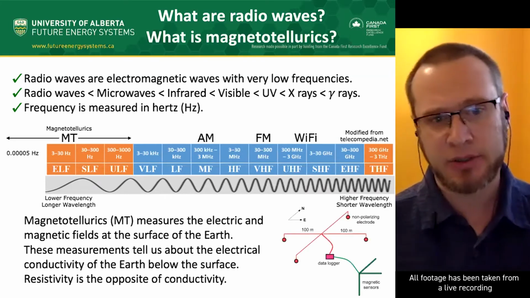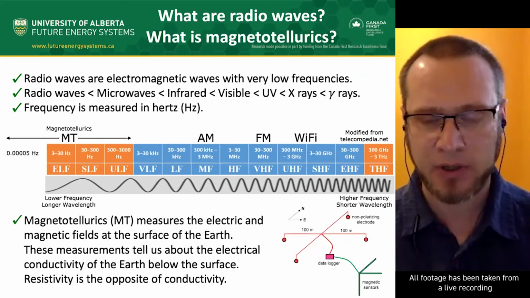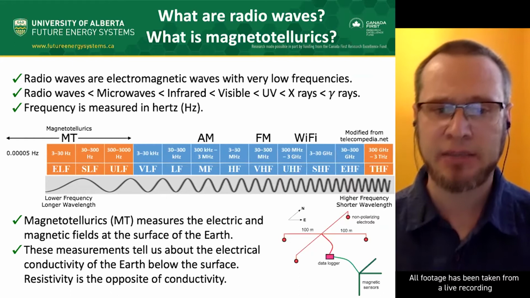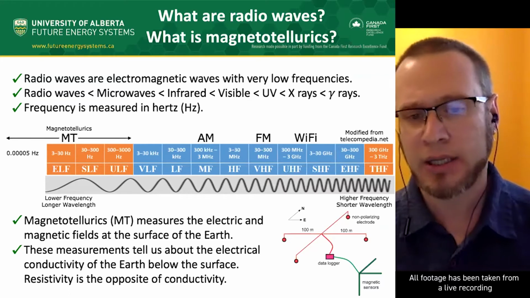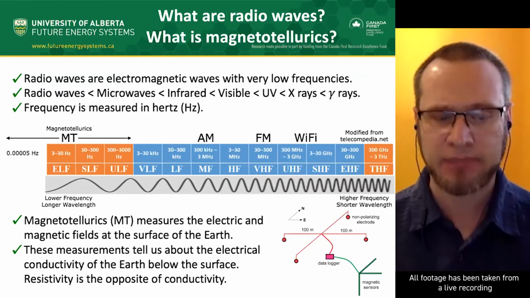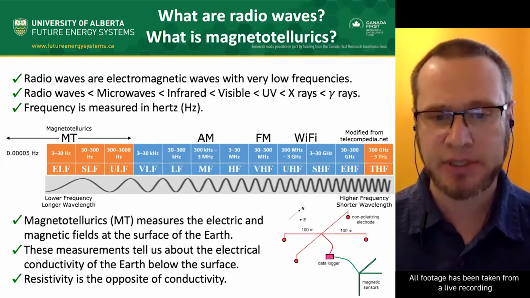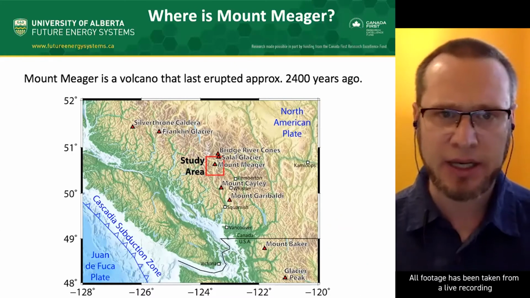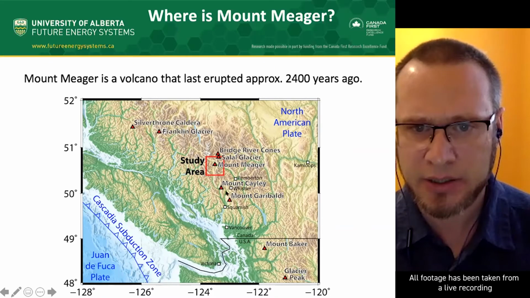And so what is magnetotellurics? MT, which is what we call it for short, measures electric and magnetic fields at the surface of the Earth. And these measurements tell us about the electrical conductivity of the Earth underground. And so this is just how well electricity can move through the Earth. And I will be talking about resistivity, which is just the opposite of conductivity. Where is Mount Meager? It's a volcano in southwestern BC, just to the northwest of Pemberton and Whistler, up here.